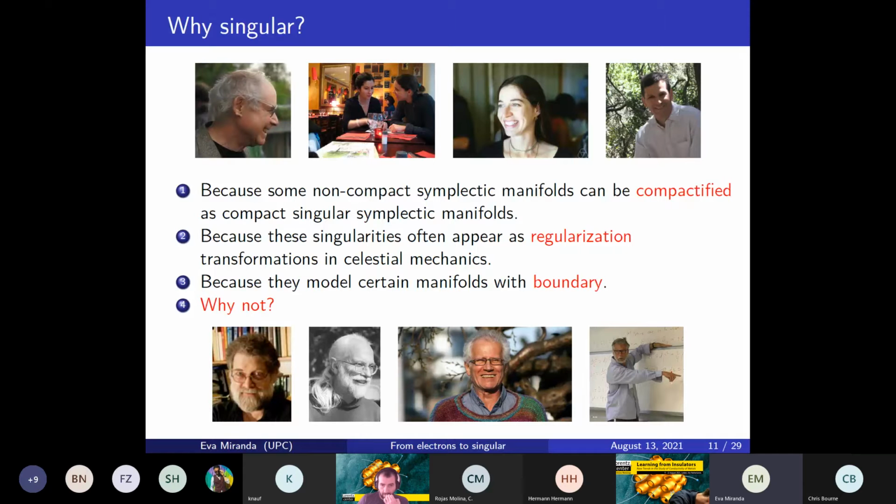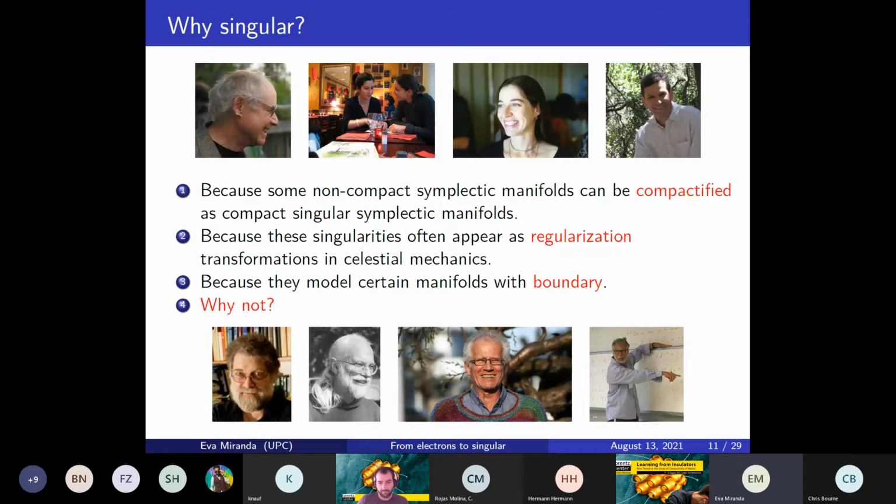And these singularities, of course, you can always include a singularity in a problem if you want by making an artificial change of coordinates. But what happens is that these singularities often appear as regularization transformations in celestial mechanics. So there is a reason to perform those changes. And also they make sense on certain manifolds with boundary. And the fourth one is my favorite one.